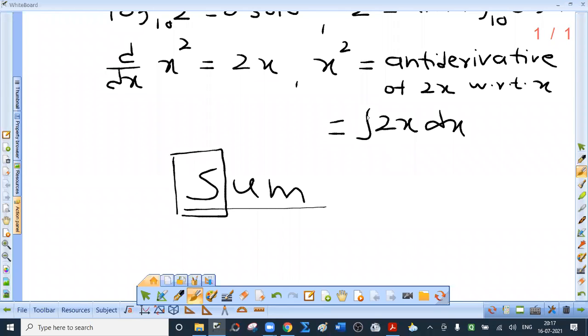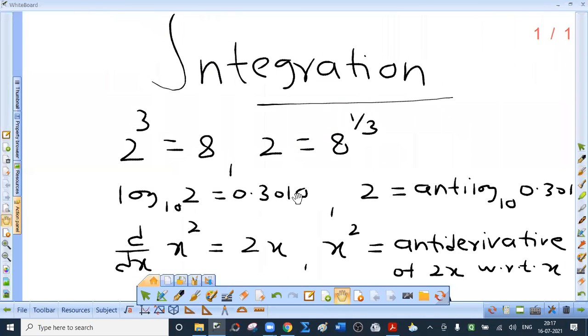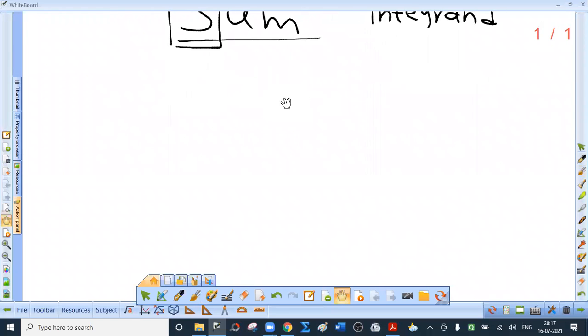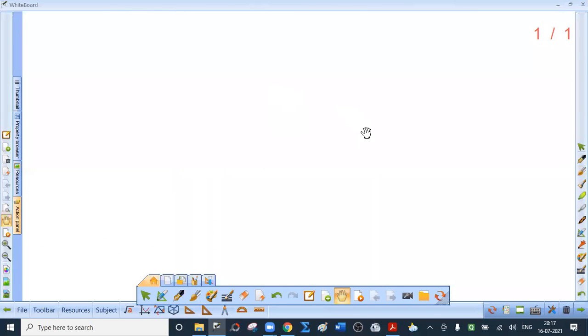How to read this? Integral 2x dx. Dx tells us that the variable is x. 2x is the function which is integrated. It is called as integrand. And the process of obtaining integral is called as integration. Actually, I should have given the title indefinite integral. Why indefinite? Because it is not definite. I'll tell you the reason.